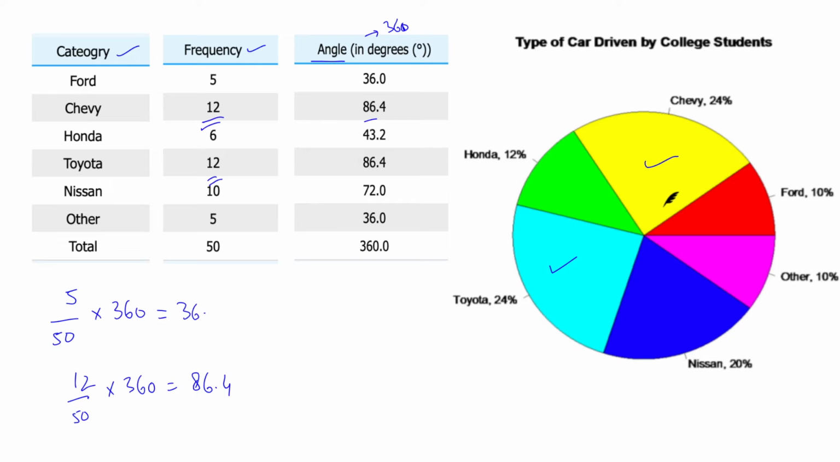We can see from the graph that Toyota and Chevy are more popular, while the cars in the other category are liked the least. Of the cars you can determine from the graph, Ford, you see, is liked less than others. So these are some things that you can easily identify from a pie chart.